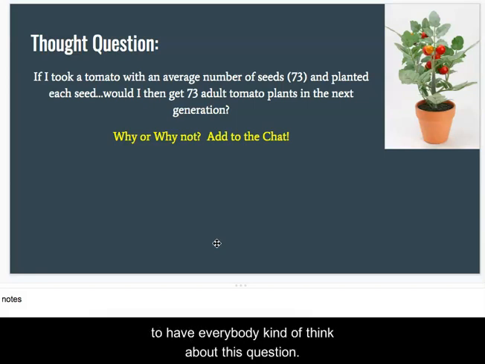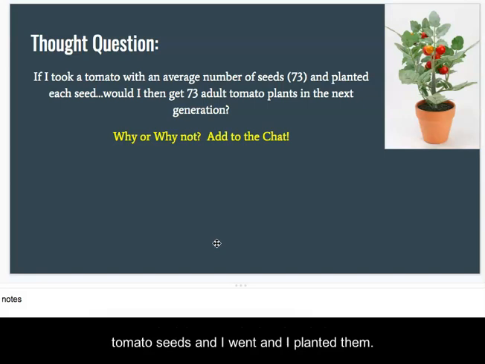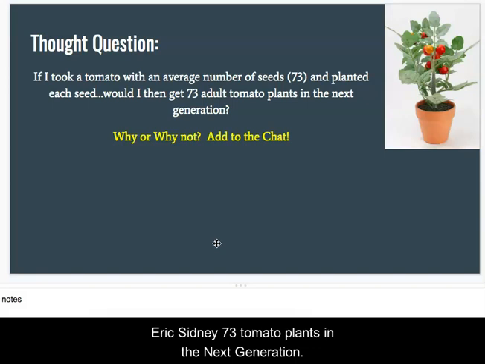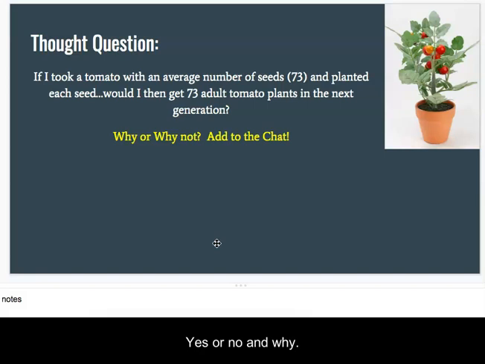So in the class, I'm going to have everybody think about this question and then type in the chat their thoughts. If I took 73 individual tomato seeds and I went and planted them, would I have 73 tomato plants in the next generation? Yes or no, and why do you think that? It does lend into our topic today of biotic potential. So just think about it. There's no right or wrong to that thought.